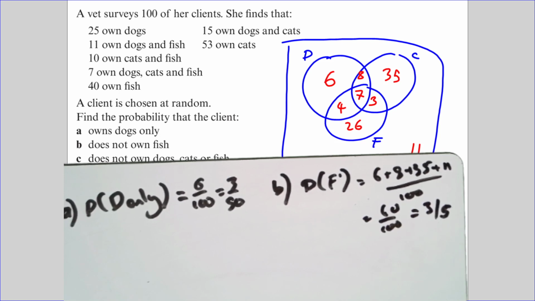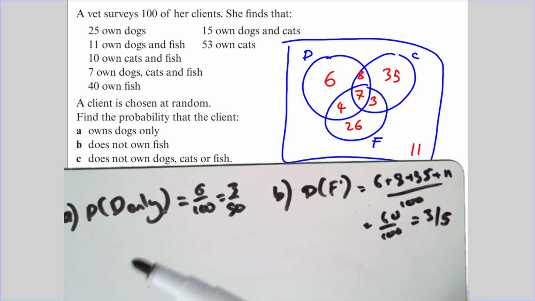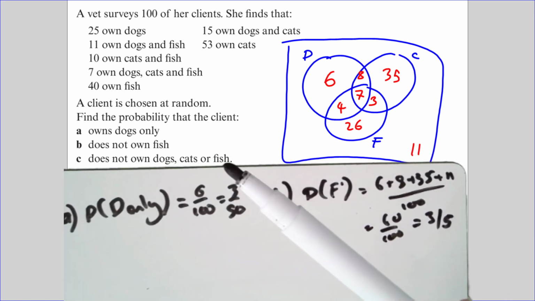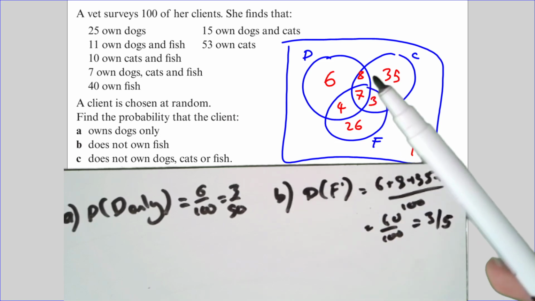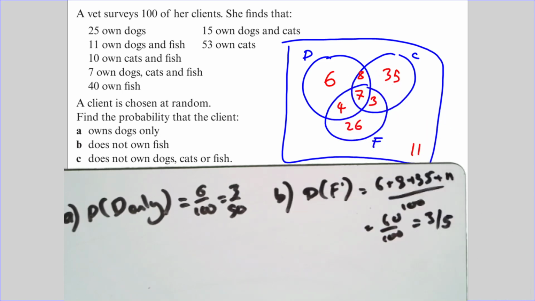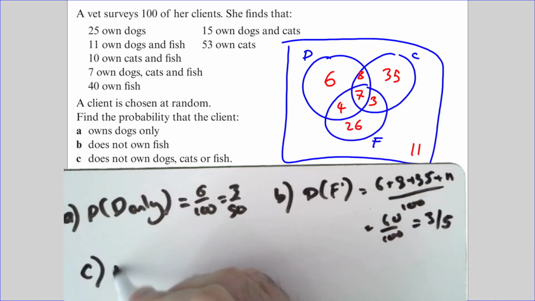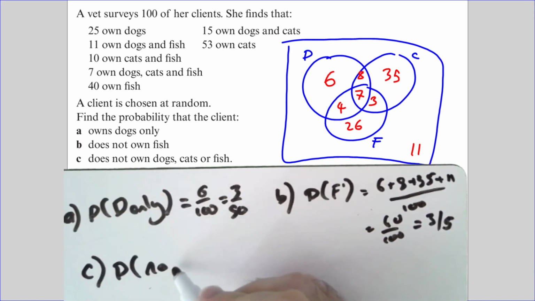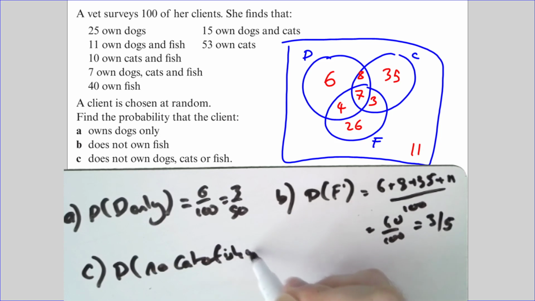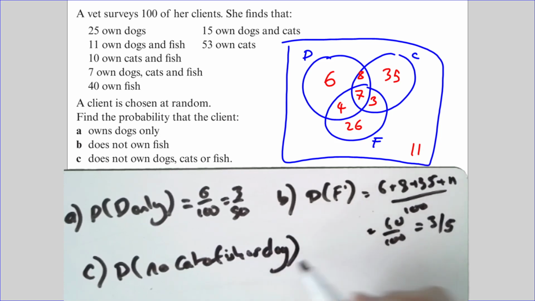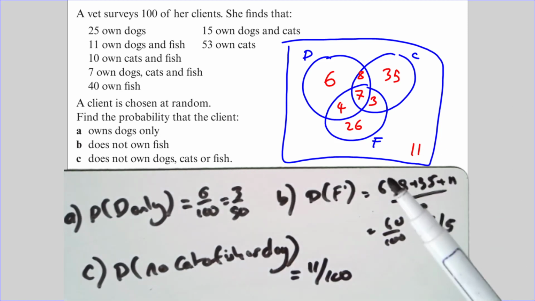The last bit is does not own fish, does not own dogs or cats or fish. So that is not anything inside this Venn diagram. So the last one, probability, no cat or fish or dog, is going to be 11 out of 100 because it's just this outside bit that we have here for our Venn diagram.